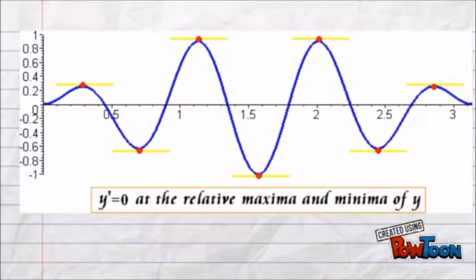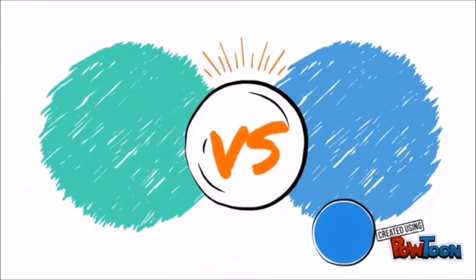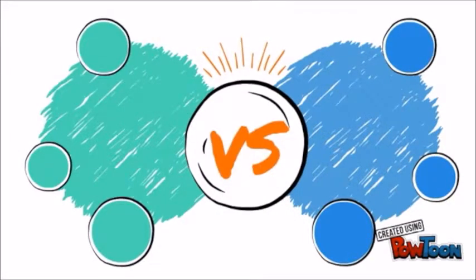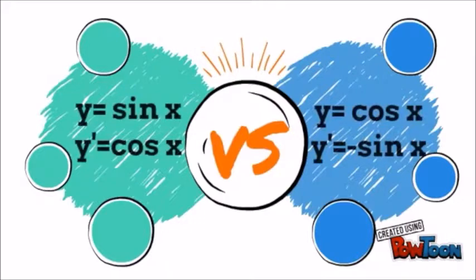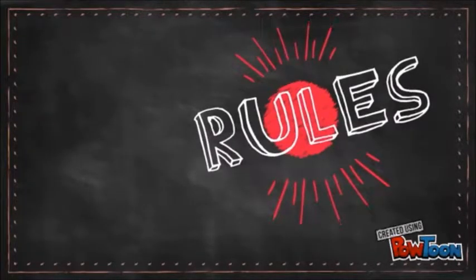By graphing a sinusoidal function, the local maximum and the local minimum can be identified when the derivative of the function equals 0. When sine x is differentiated, it becomes cos x, and when cos x is differentiated, it becomes negative sine x. There are various rules that can be applied when it comes to differentiating sine and cosine functions.